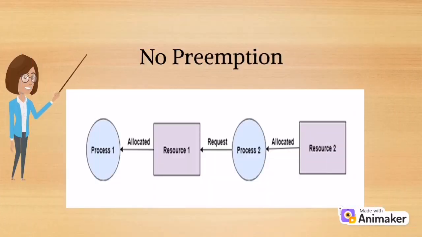In the no preemption condition, if one process is holding a resource, then that resource cannot be taken away from that process until the process voluntarily releases it. In the following diagram, process 2 cannot take resource 1 from process 1. It will only be released when process 1 gives it up voluntarily after its execution is complete.